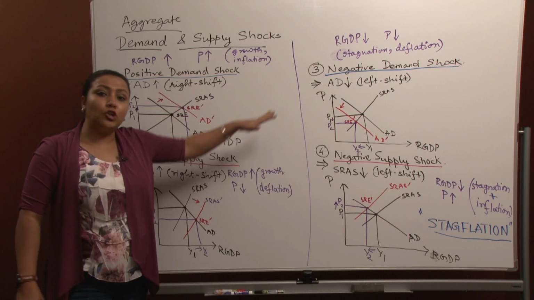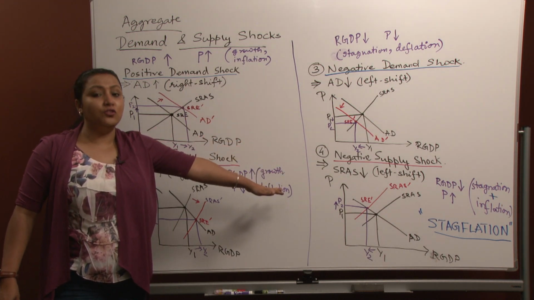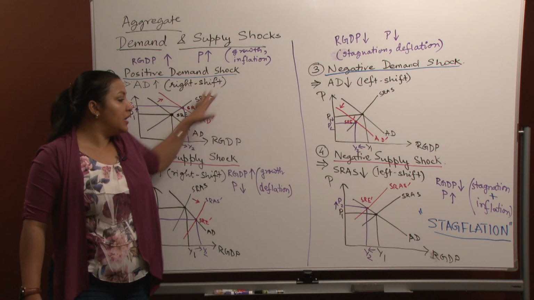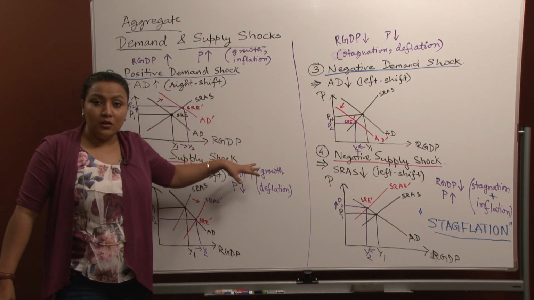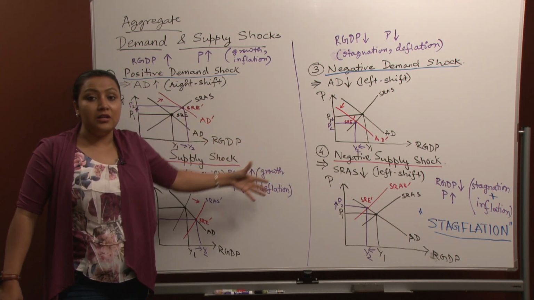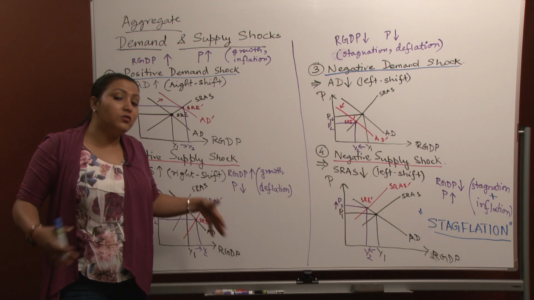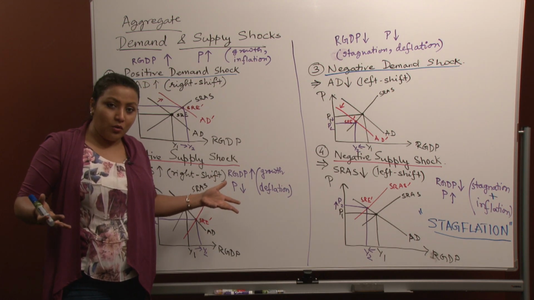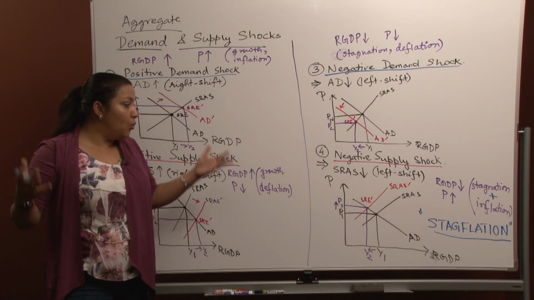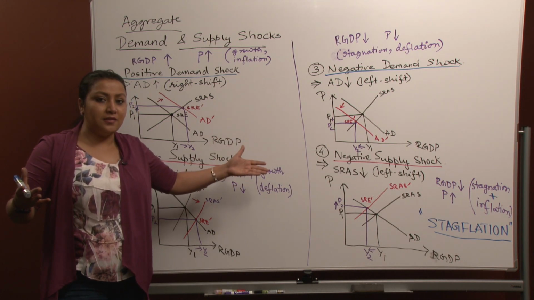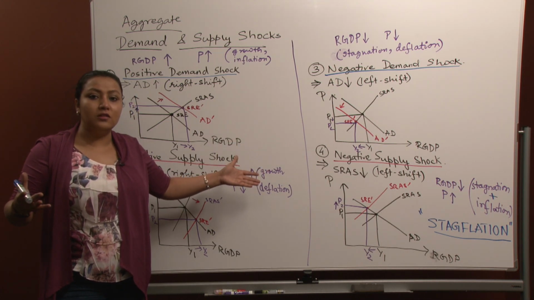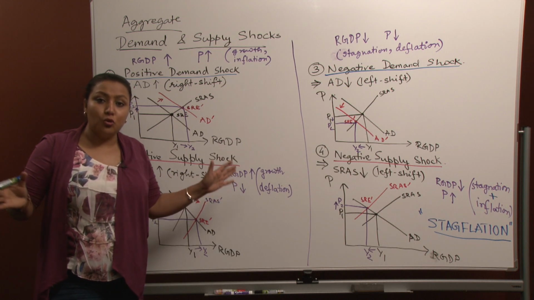Can any other shock cause stagflation? The answer is no, because you can see in these four situations, nothing has caused stagnation and inflation at the same time. So stagflation, which is stagnation and inflation, can only be caused by the supply side, through a negative shock on the supply side. That is for you to remember.